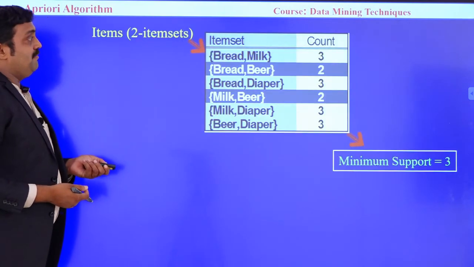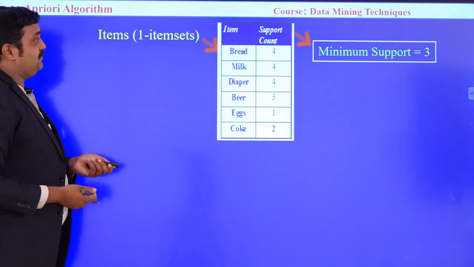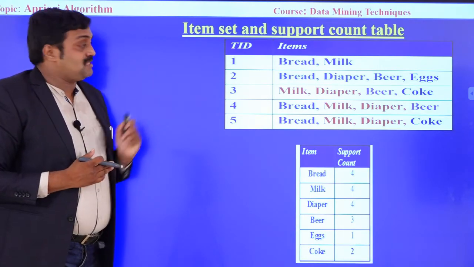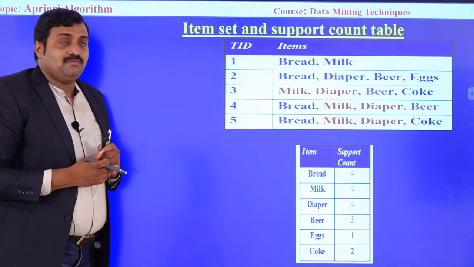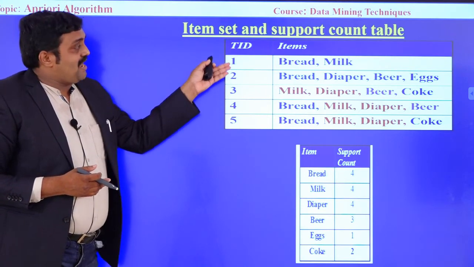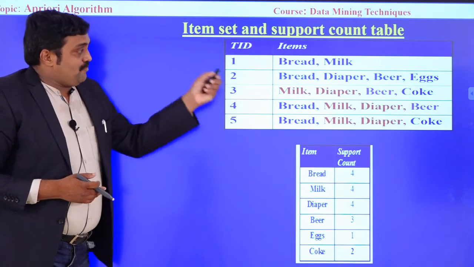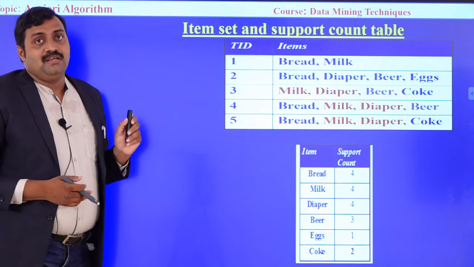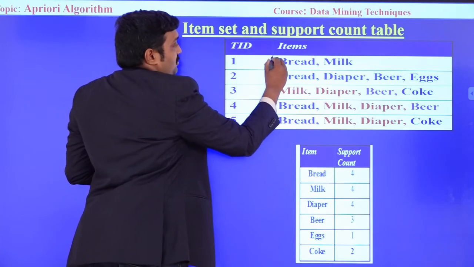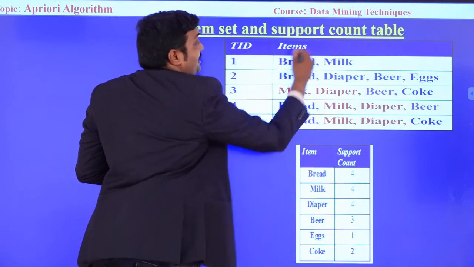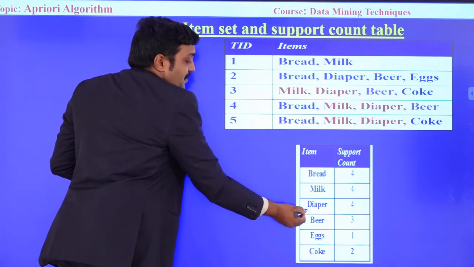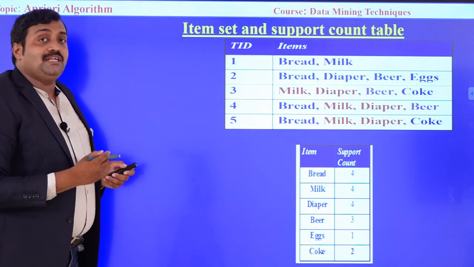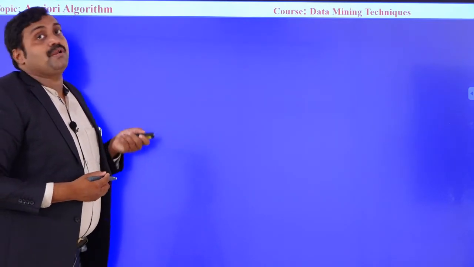That means whenever I am having a transactional database, quick review: a transactional database with 5 items, and each transaction having different item combinations. First I am going to find out the support count of each and every item. By scanning the first round, how many times bread occurs in the entire transactional database, how many times milk, diaper, beer, egg, coke. Once I know the support count of each and every item, then I am going to apply the algorithm.